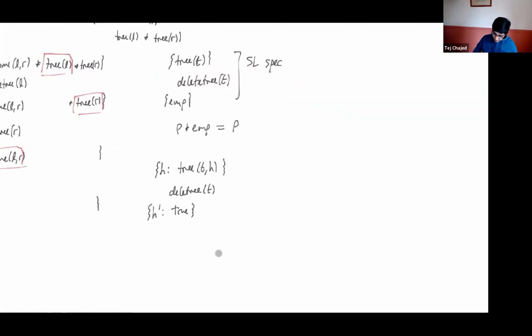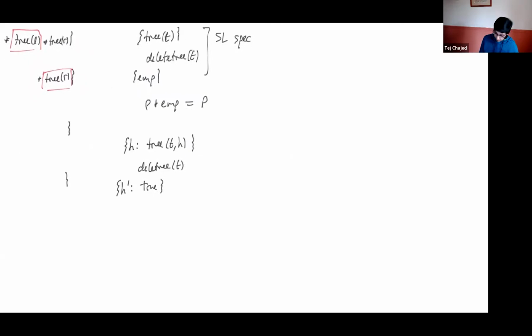Okay, so that's fine, but now imagine what we have to do to prove that delete tree of L. So now we're going to have to do a proof that starts with tree of T comma H and deletes the left subtree. And I'm going to use this opportunity to write down what tree of T comma H actually says. Since again, we don't have separation logic, we need to say this manually.